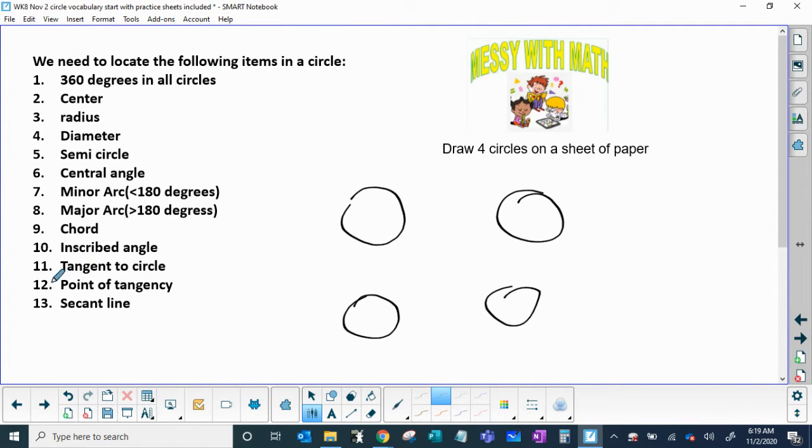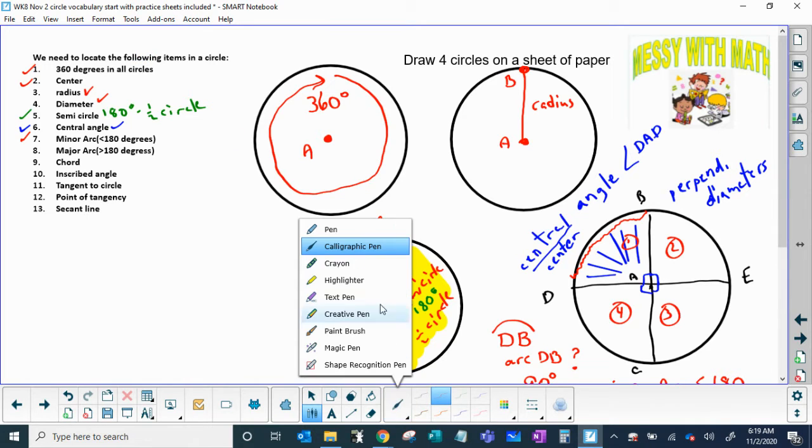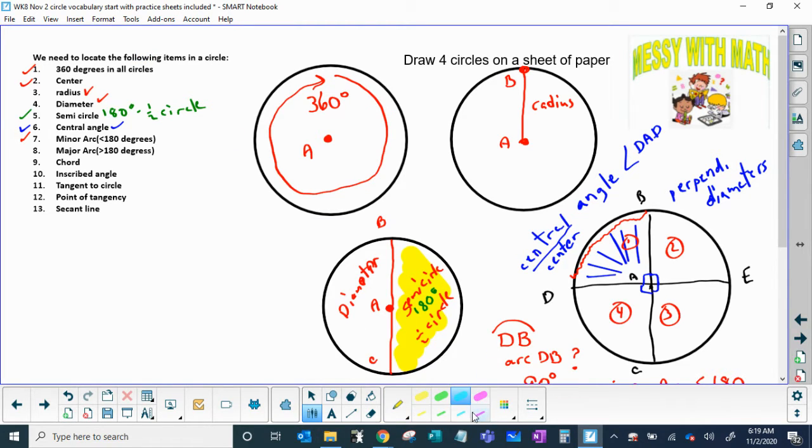All this vocabulary is what we did in class today. I asked you to draw 4 circles, okay? Now, we're going to fill out all those circles. First thing I want you to do, 360 degrees. Well, if we have 360 degrees, how can we do that? We draw a circle and go all the way around it. 360 degrees. Label it with a center, point A. Now, next circle, a radius. I'm going to label A for all my centers.